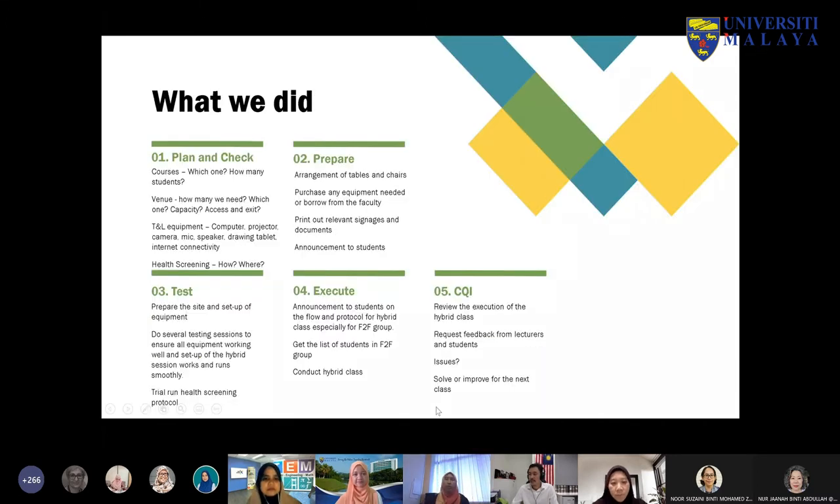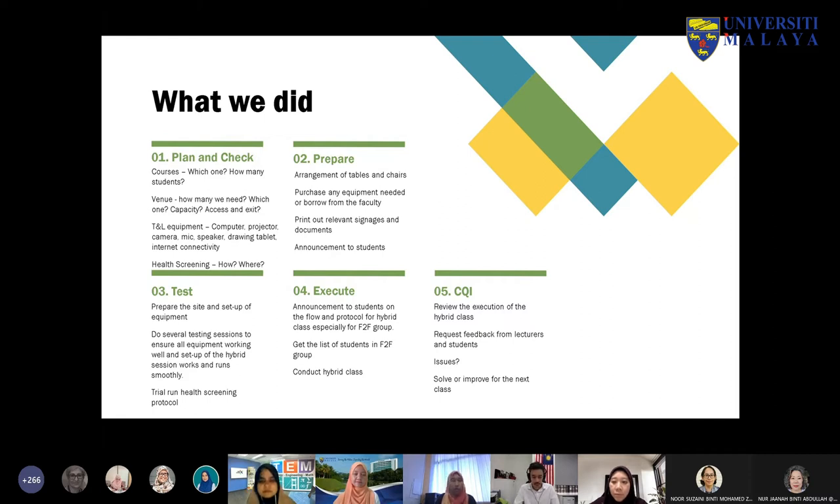Okay, so what we did, first thing, it's very important, is actually do the planning and checking what's needed, prepare for it. Number three is to do a trial run, execute, and then CQI. So the first thing that we do is myself and the team actually sit down, discuss, have a meeting, and discuss which are the courses that will be conducted in hybrid.